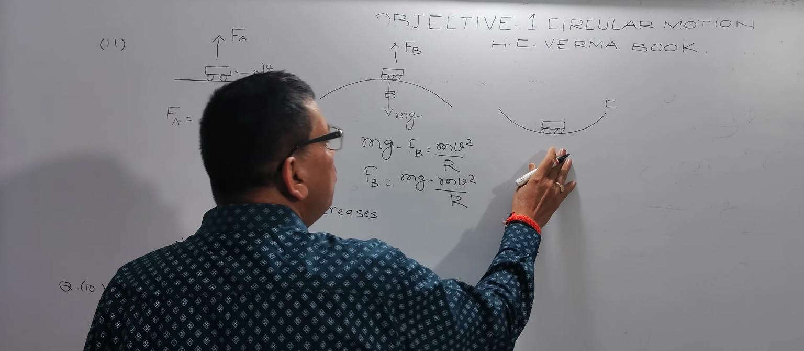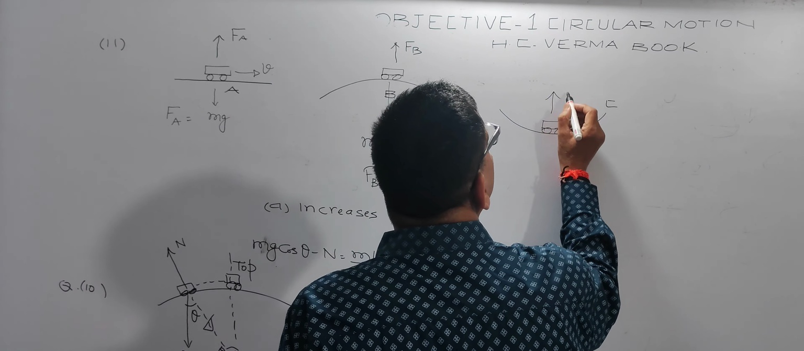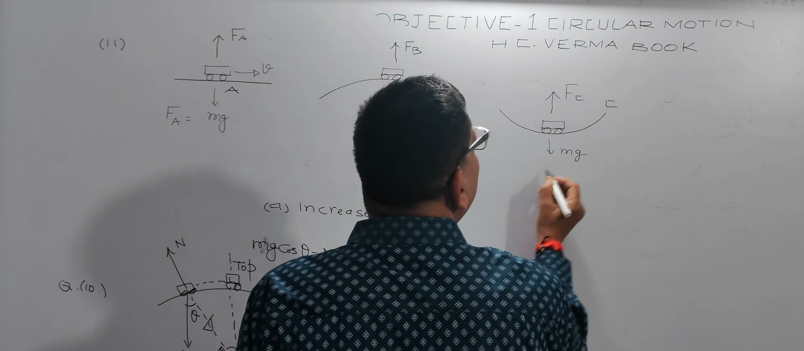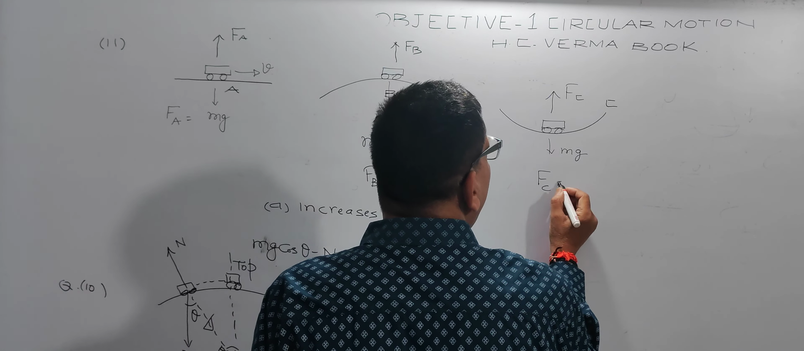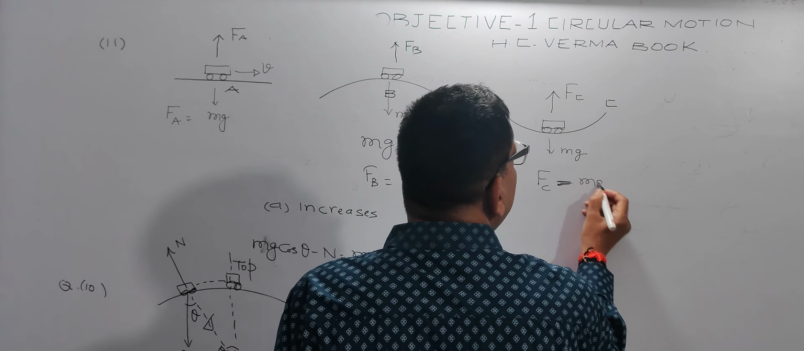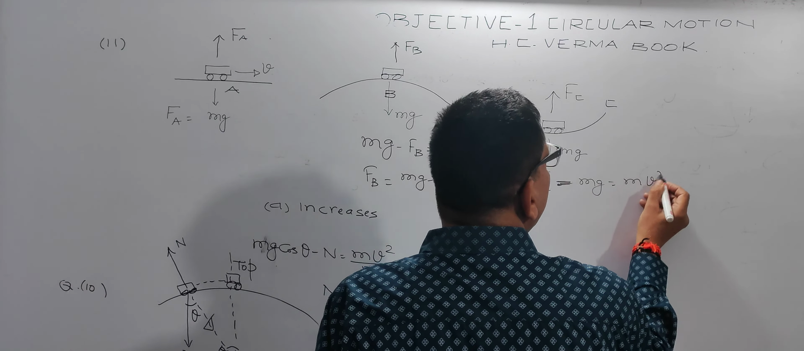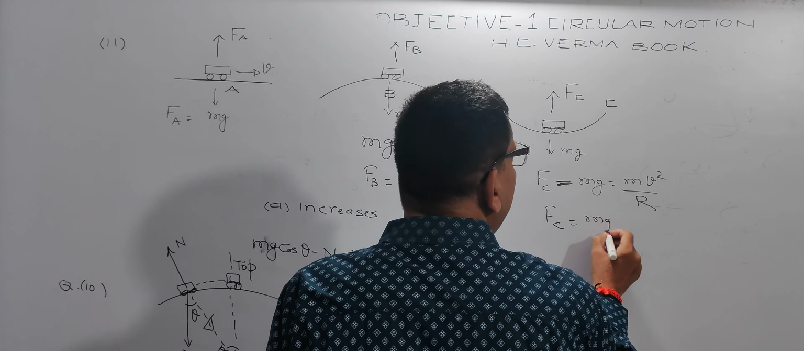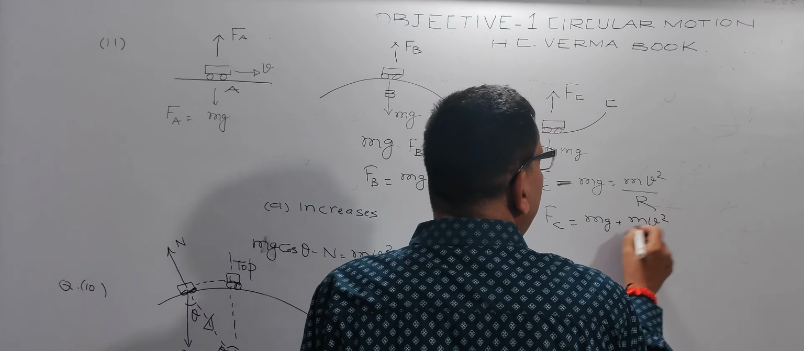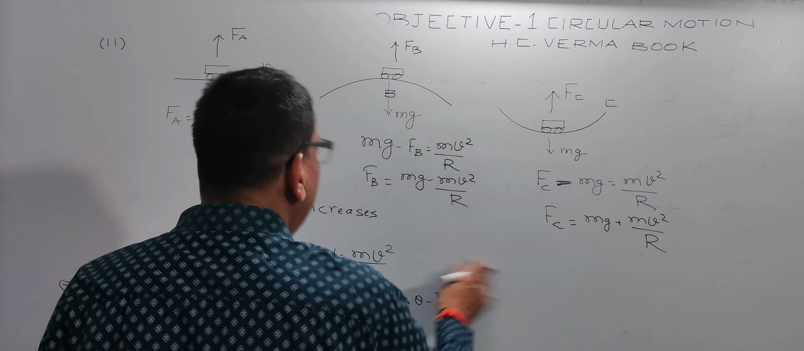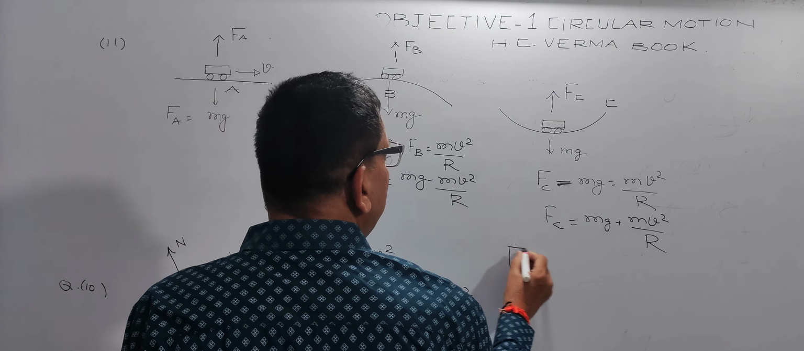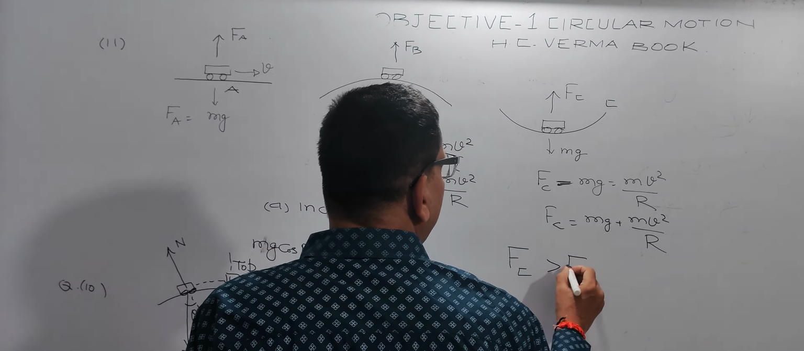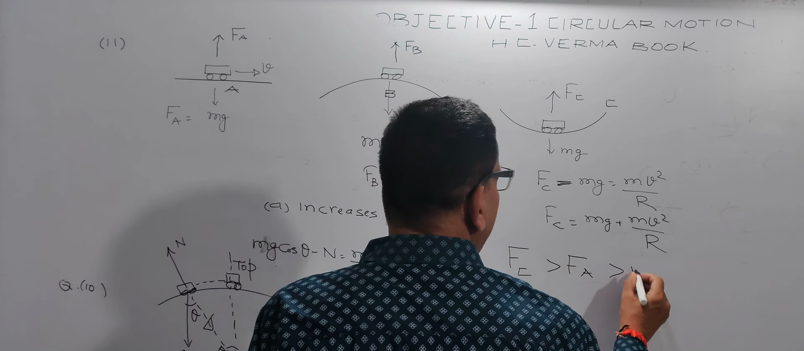Now in this case you will observe the normal reaction Fc is acting toward the center, mg is acting down. So I can say Fc minus mg is mv square by r, or I can say Fc is mg plus mv square by r. Now what you observe here, we observe Fc is maximum, right? And then it is greater than Fa, and then Fa is greater than Fb.